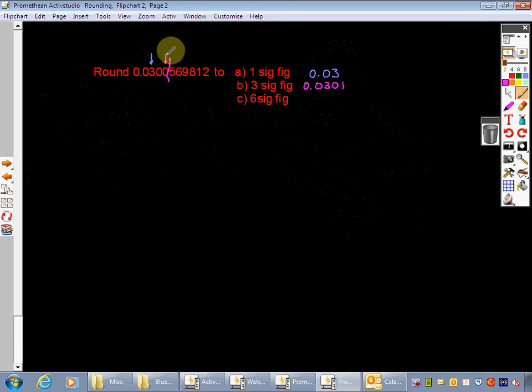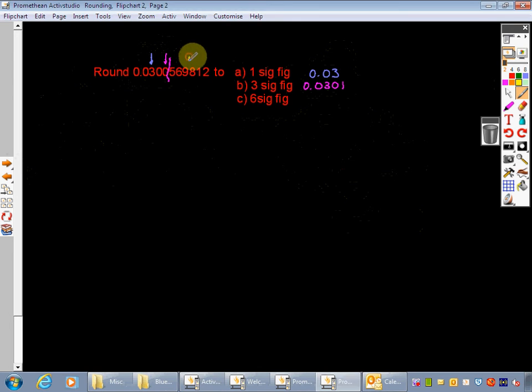6, let's give them a colour pen. 6 significant figures, 1, 2, 3. And notice now that once I've got one significant figure started, once I've started counting, I keep counting. These zeros are now part of the number, they're not just marking place value. So first, second, third, fourth, fifth, sixth. So I want to go there.